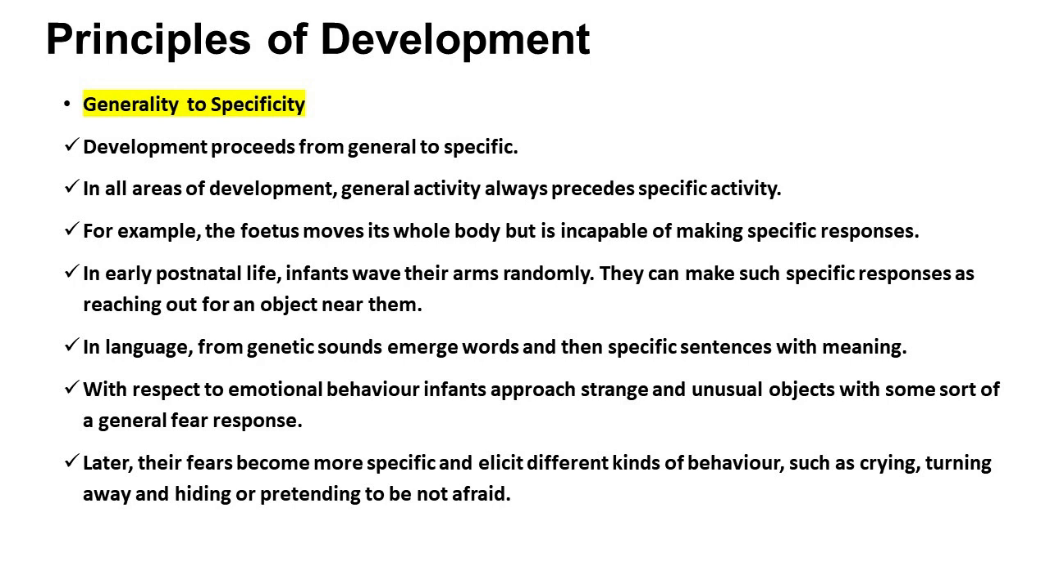In early postnatal life, infants wave their arms randomly. They can make such specific responses as reaching out for an object near them. In language, from general sounds emerge words and then specific sentences with meaning.